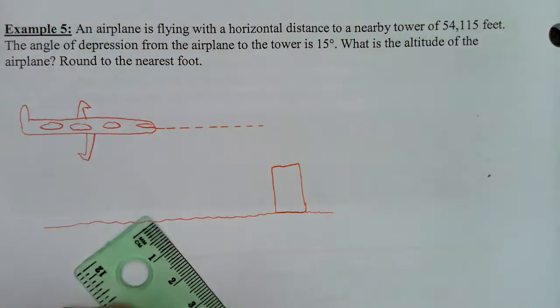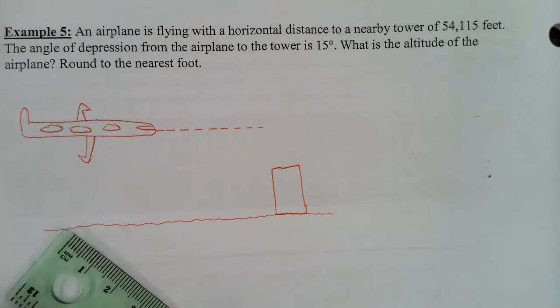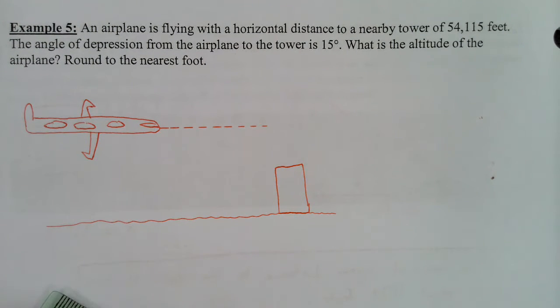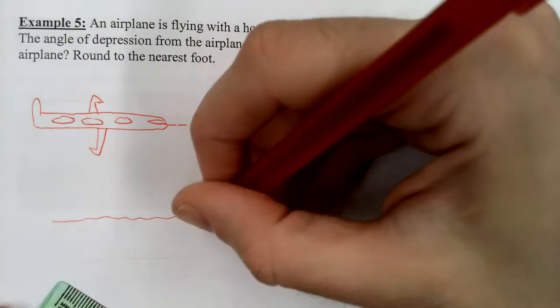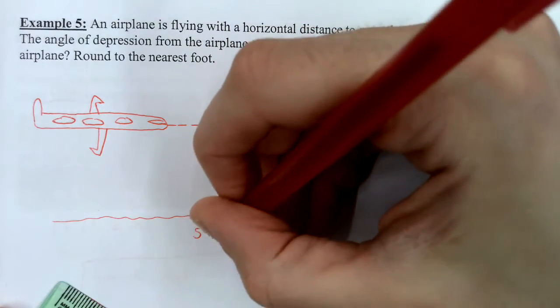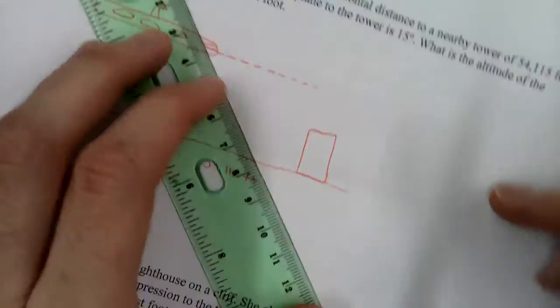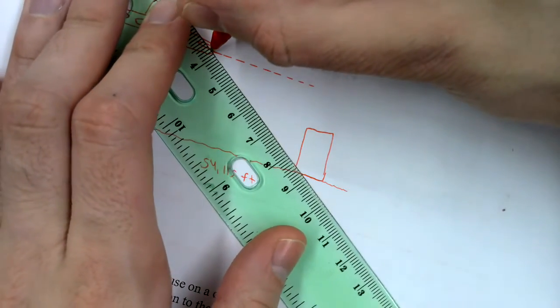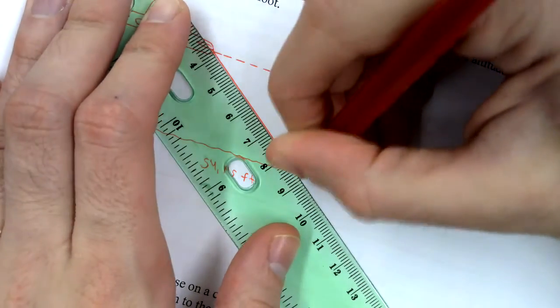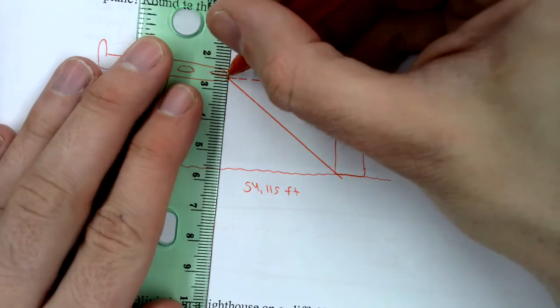So anyway, let's draw a nearby tower. There we go. That's my tower. That's good enough. The ground right there. Okay, so the horizontal distance to the nearby tower is 54,115 feet. That's the horizontal distance. I'll label that down here. Let me draw my triangle. That's my triangle.